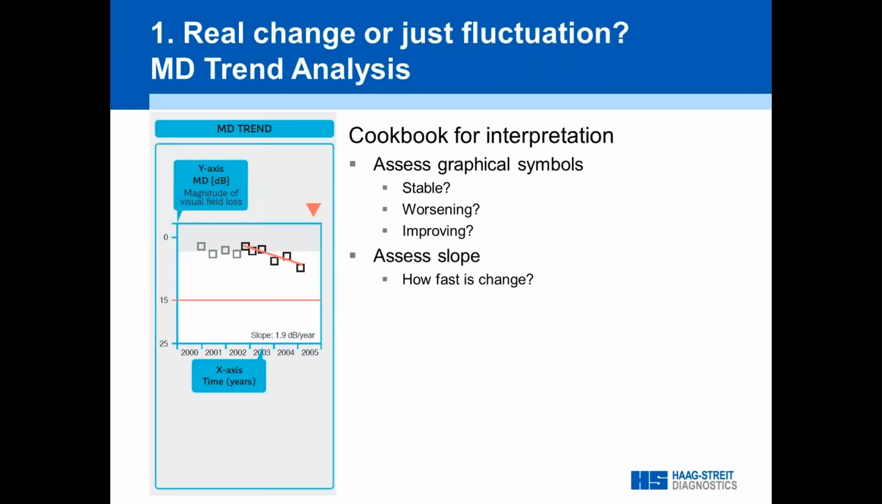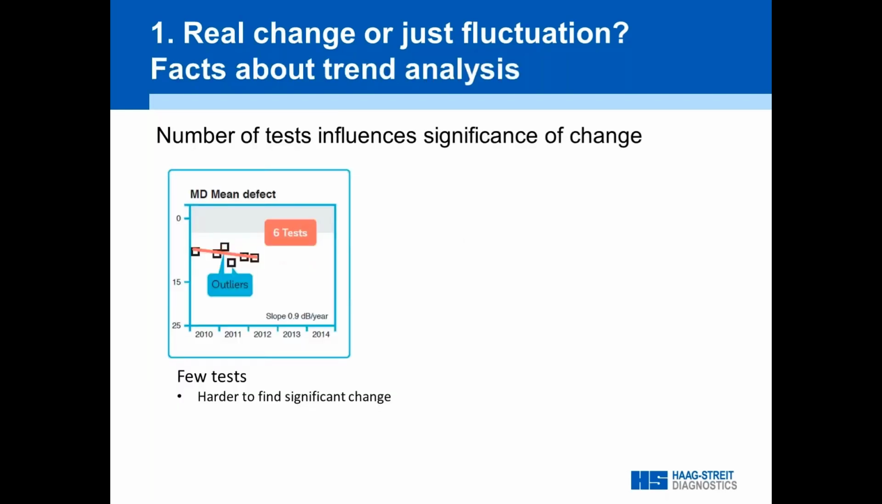So the cookbook for this interpretation, it's a huge chart and there's a whole lot of things, but there's only 2 things to do. First one, do I have a red symbol going down here? Yes. Okay, that's real change, worsening in that case. And how fast is the change? I look at the slope and I know speed, and then I can make a treatment decision. So this is a really fast and helpful tool to answer a very difficult question about real change.